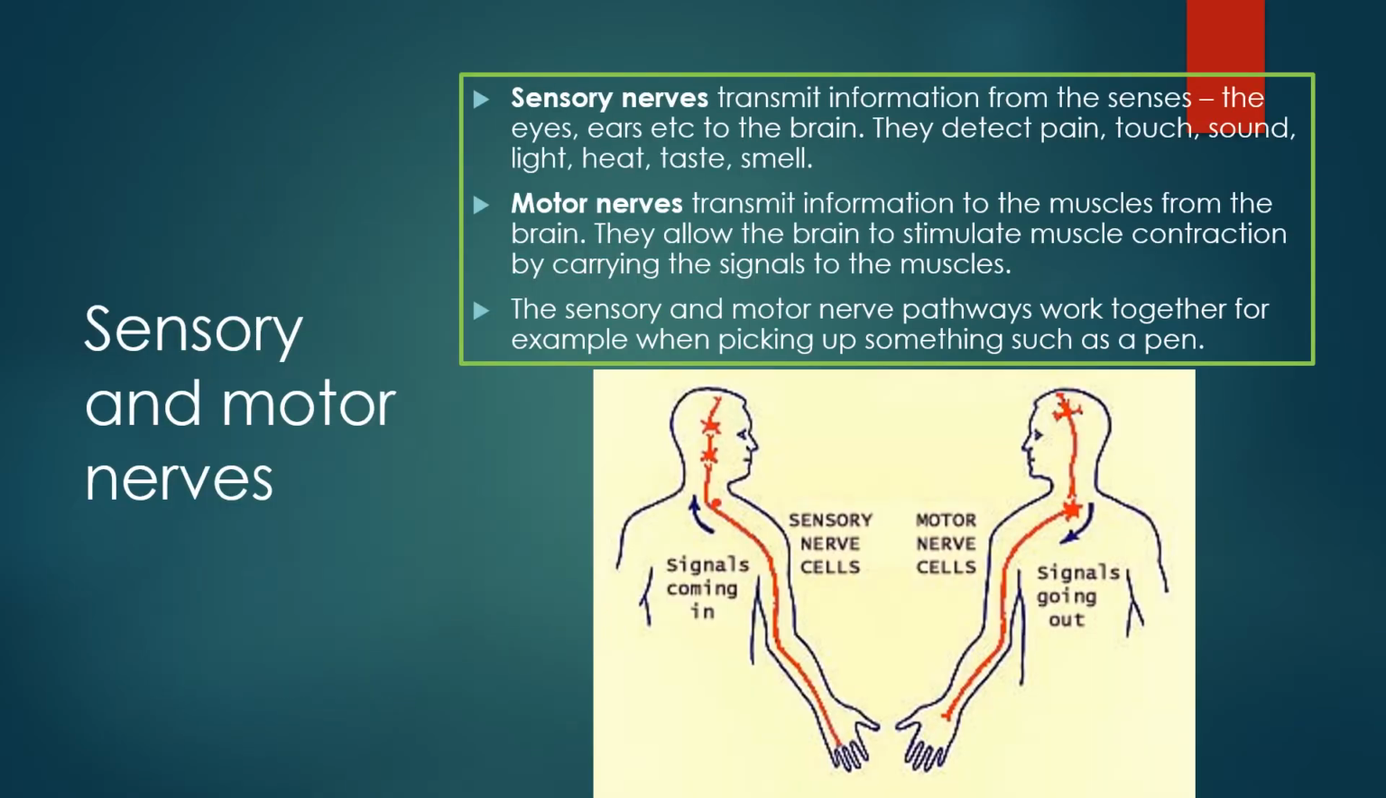As I discussed previously, sensory nerves transmit information from the senses, the eyes, the ears, to the brain. They detect pain, touch and sound. And motor nerves transmit information to the muscles from the brain. They allow the brain to stimulate muscle contraction by carrying the signals to the muscles.